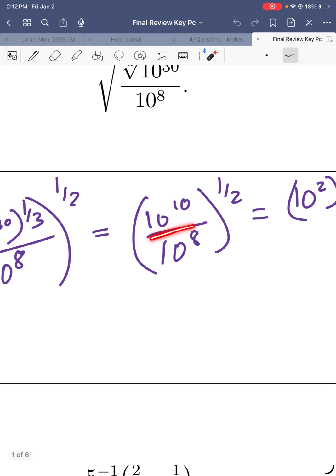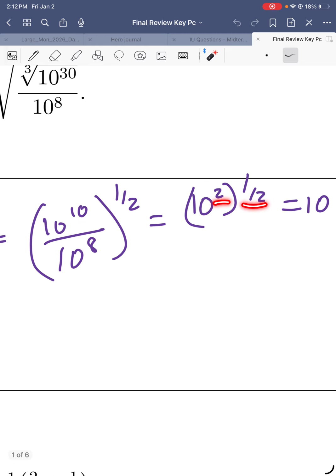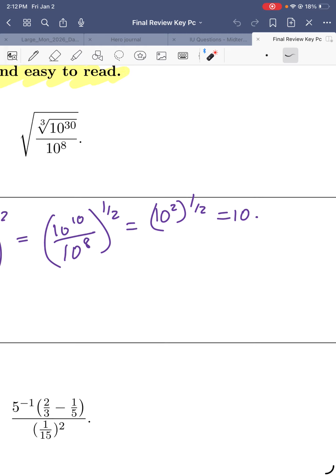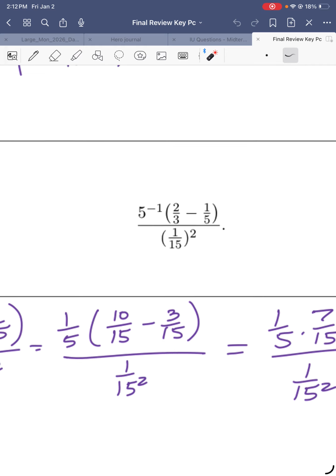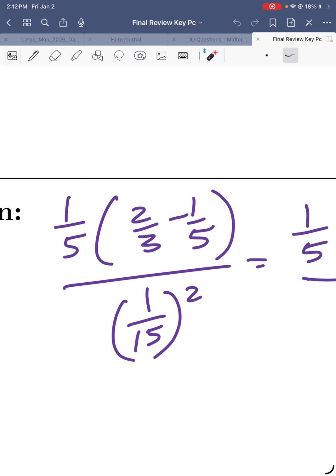But if you have like bases, you just subtract the exponents. So that's where 2 comes from. Then you raise to a power, you raise again, you just get 10, because it's 10 to the 1. Similarly here, if you have something to the -1, that's the same as 1 over that thing.